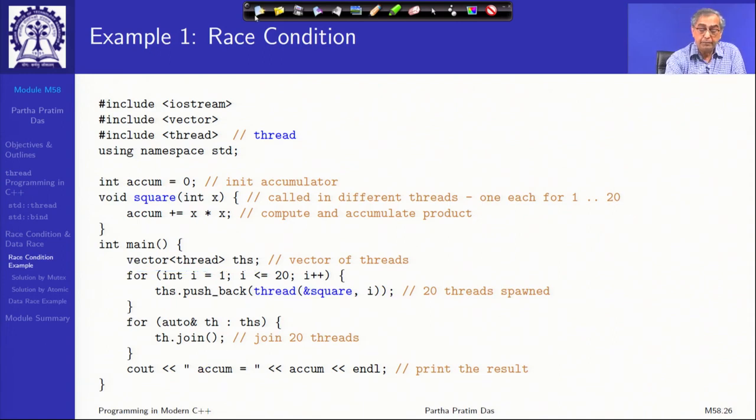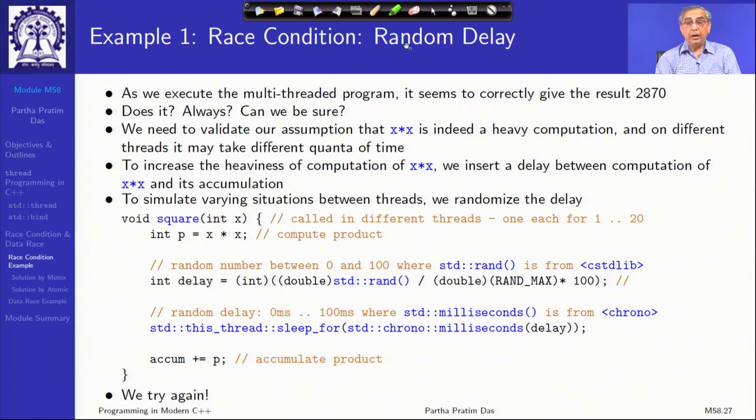Very simple program. Now, will it work? The question is, will it work? You try it and it gives the result 2870, as it should. You keep on trying it, and you always get the result, and you are still thinking, well, is it correct? Will this work? So, let us take two things. One is that we had assumed that x into x is heavy, but we know that it is actually not heavy. So, let us make it heavier.